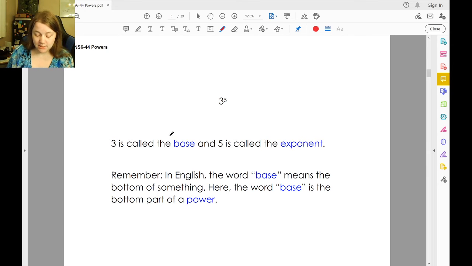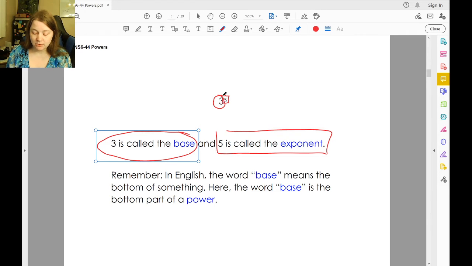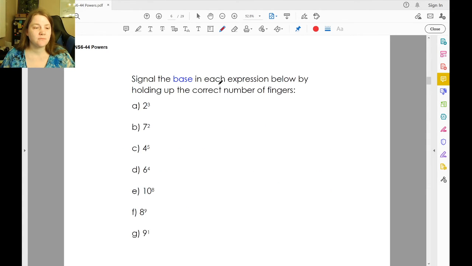So 3 is called the base. That's the regular number. 5 is called the exponent. That's the little guide number up in the corner that tells you how many times you're going to see the base. So let's try saying what the base number is here. Spoilers, it's always the big number. So the base in number A is 2, the base in B is 7, the base in C is 4, 6, 10, 8, and 9.